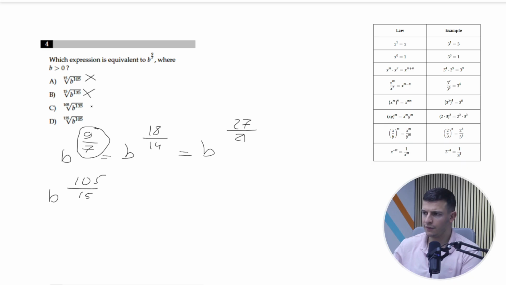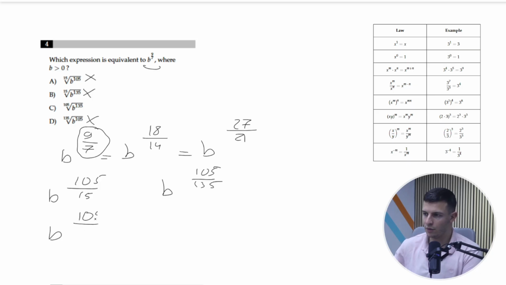135 divided by 105 could potentially be. D is 105 divided by 135. This is definitely not it, because the denominator is bigger than the numerator, which is not what we're looking for, because ours is 9 divided by 7, not 7 divided by 9. So C might be the correct answer.